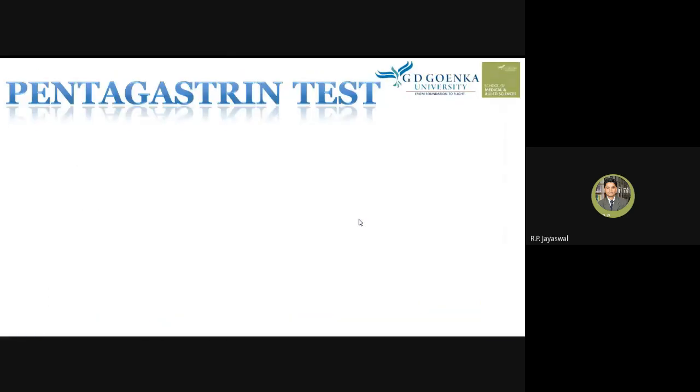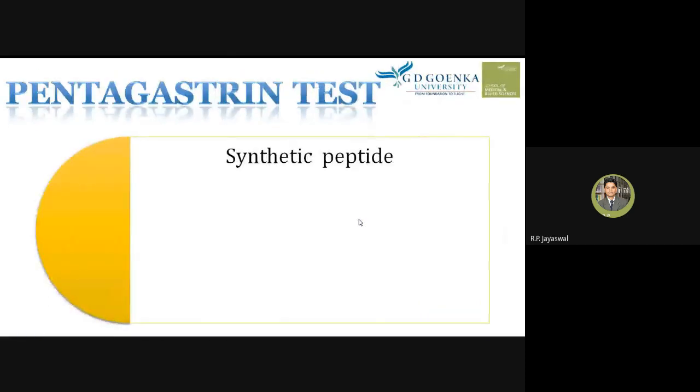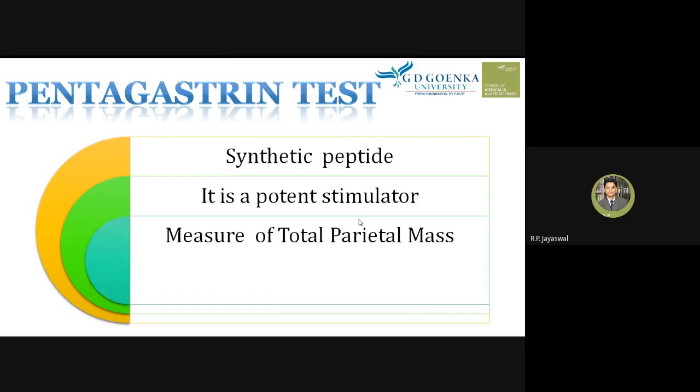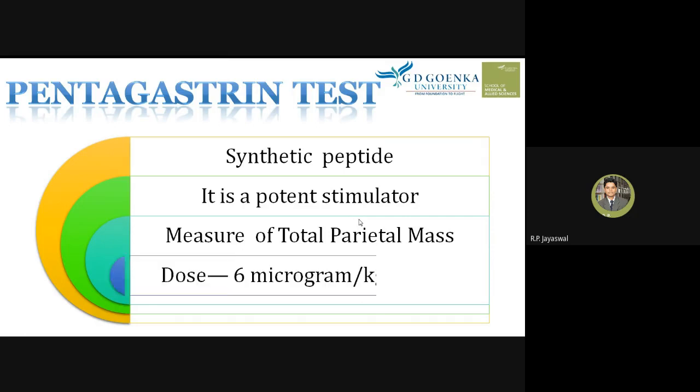Pentagastrin test. Pentagastrin is a synthetic peptide. It is a potent stimulator, a very high stimulator for gastric secretion. It measures the total parietal cell mass, the parietal cells of the stomach. So how much the parietal cells are present, it helps to measure the total parietal cell mass.